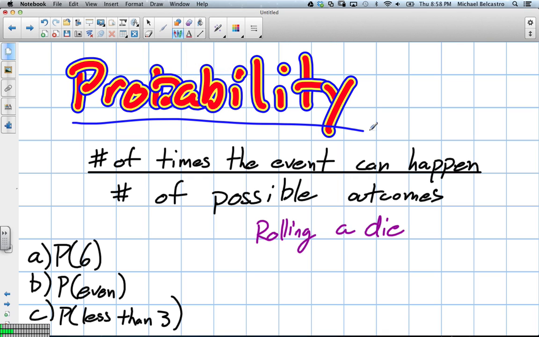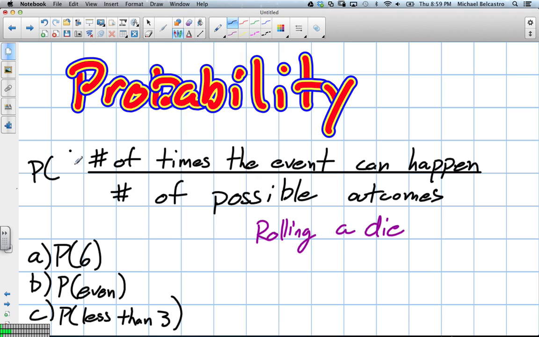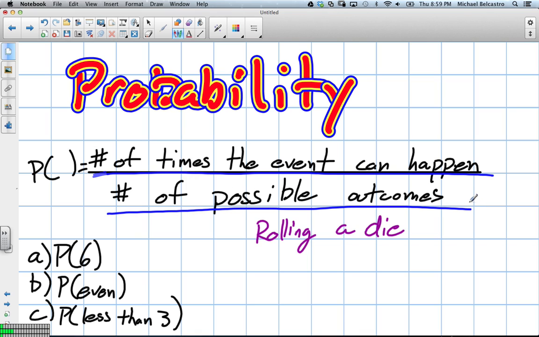Okay, we're going to focus on probability, and we'll even do our own experimental probability. Now, this is what probability is equal to. Probability of something is equal to the number of times the event can happen divided by the number of possible outcomes. Those are long definitions, right? But maybe it'll start to make a little more sense.